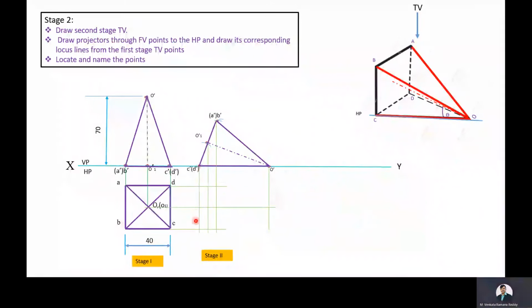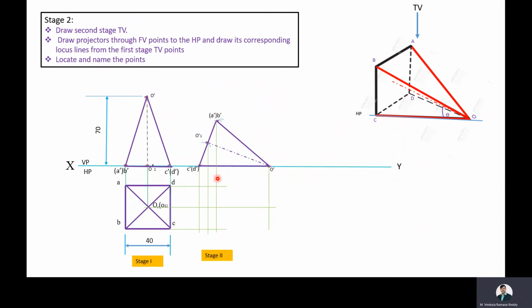This is the projector coming through C dash and this is the locus line for C. Then name this intersection point as C1. Then this is the projector through D dash and this is the locus line for D. Then name this intersection point as D1. This is the projector through B dash and this is the locus line for B. Then name this intersection point as B1.